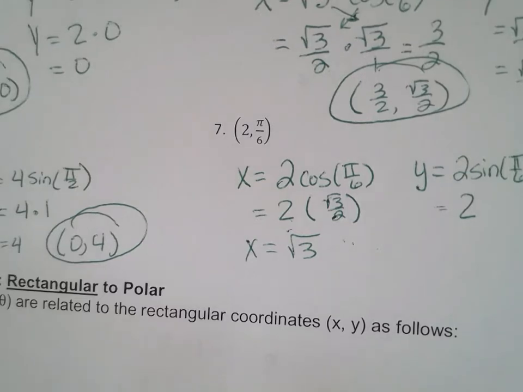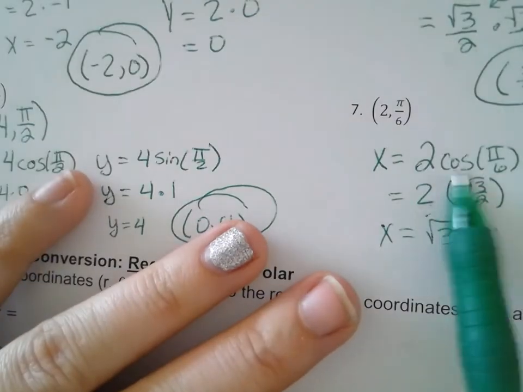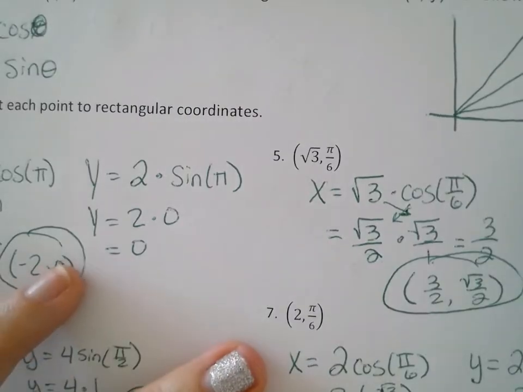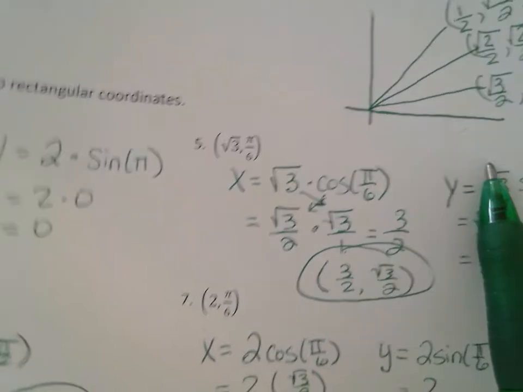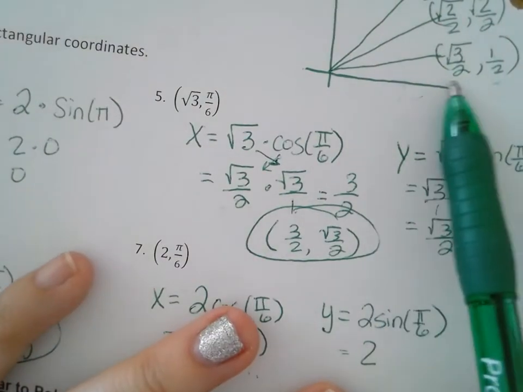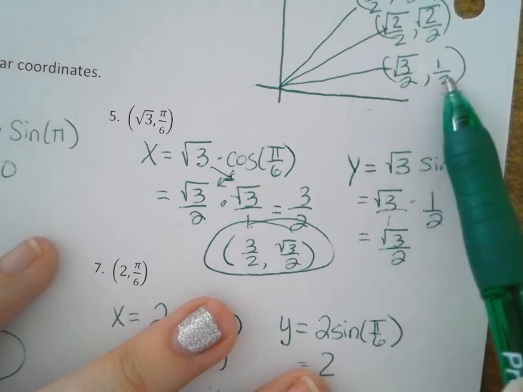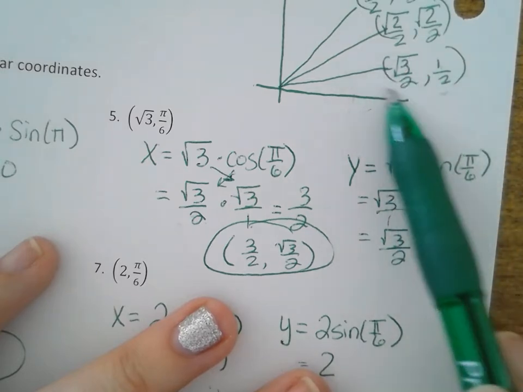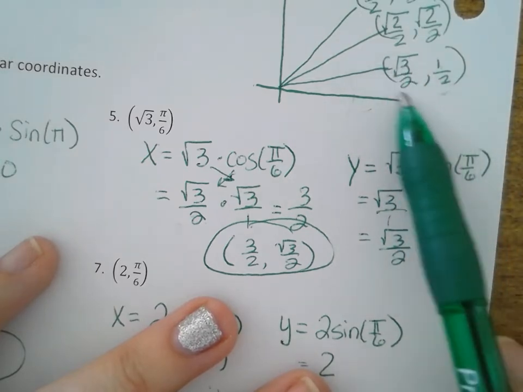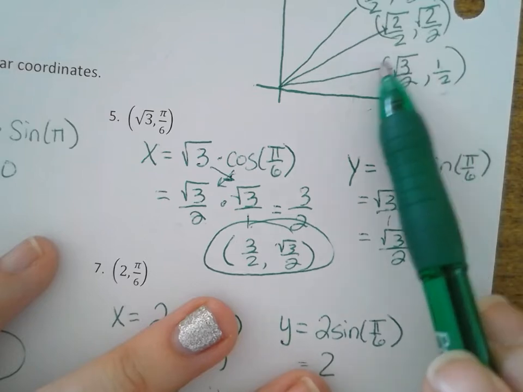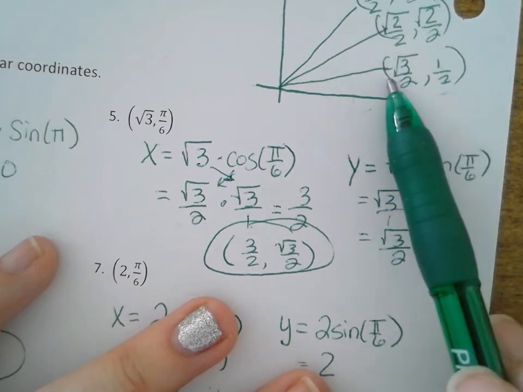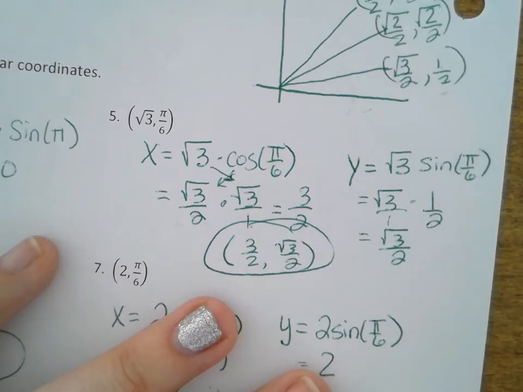Okay, well, cosine pi over 6. What is cosine pi over 6? Something to do with the unit circle. Yes, specifically the x coordinate. Square root 3 over 2. The x coordinate is cosine. The y coordinate is sine. Okay.